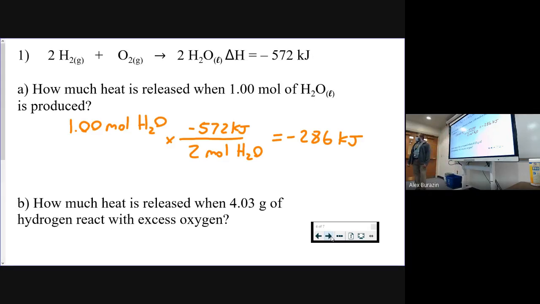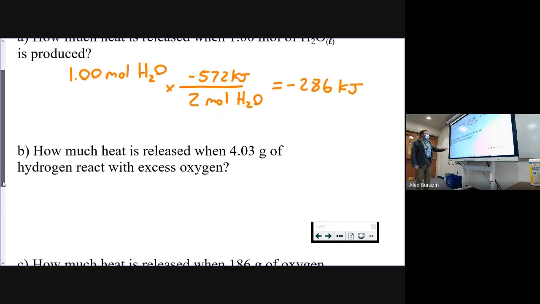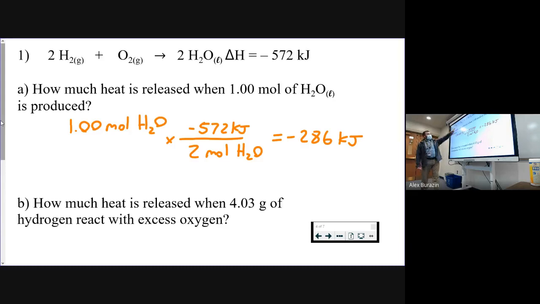Easy. Try another one. How much heat is released when 4.03 grams of hydrogen react with excess oxygen? Why do I have to say that this is an excess?